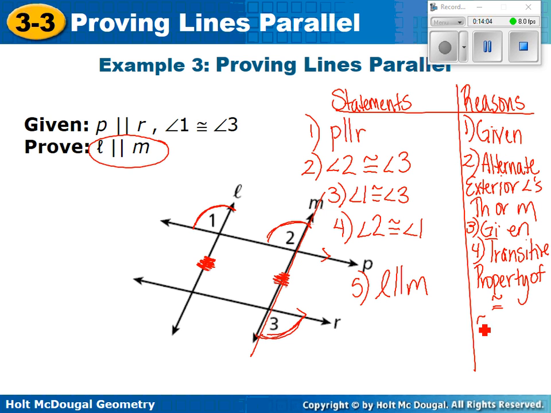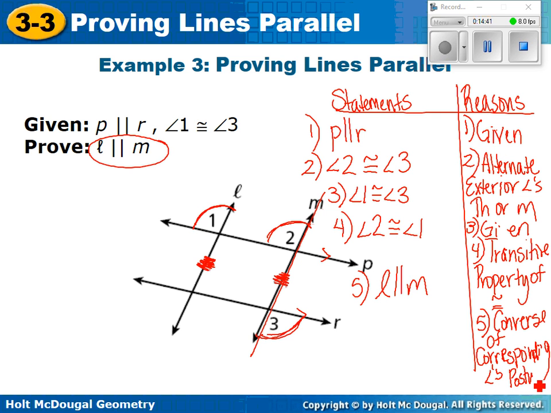What's the reason for number 5? Keep in mind, we're proving lines parallel. So we have to start with what? Converse of. Converse of, and then what kind of angles are they? Corresponding. So converse of the corresponding angles postulate. This keeps erasing, so please listen to what I'm saying. Remember, this was the only one that was a postulate.